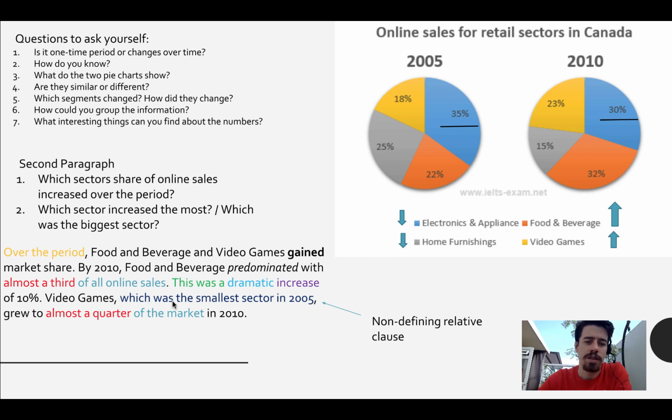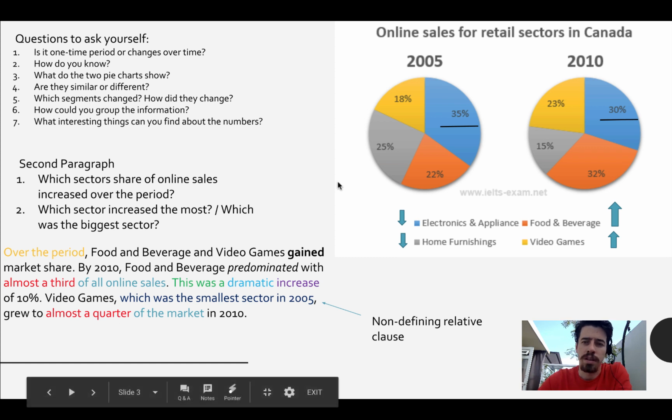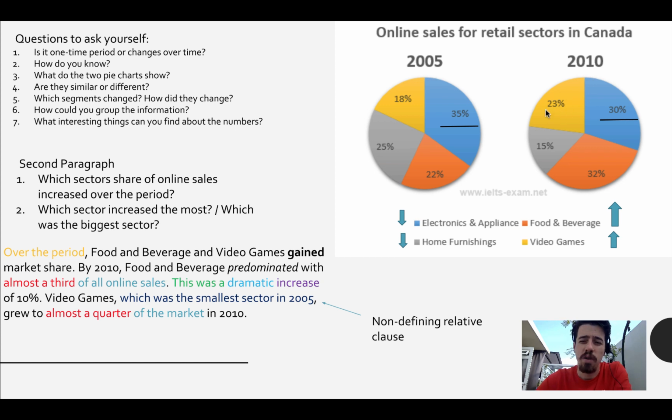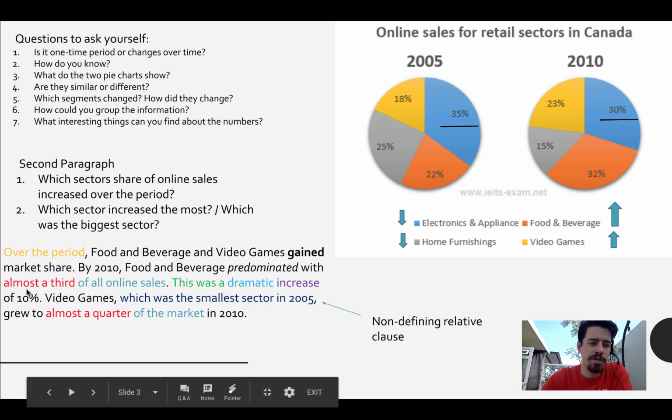Okay, video games, which was the smallest sector in 2005. So this 18% is lower than all of the other percentages in this pie chart. Grew to almost a quarter. So over here, it's 23%, which is almost 25%. It's just under. And it grew to almost a quarter in 2010. Okay, couple of things to notice. Almost a quarter, almost a third. So we've used fractions, a third and a quarter. Probably we shouldn't repeat almost, so we could use nearly instead.